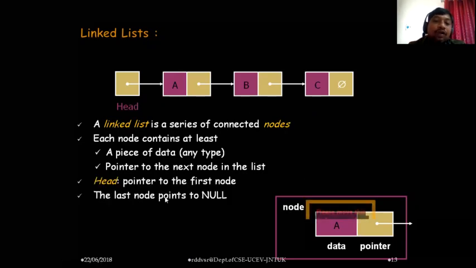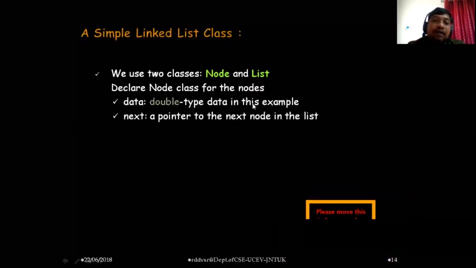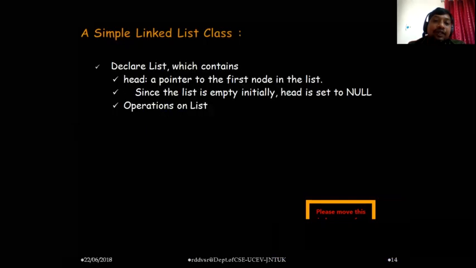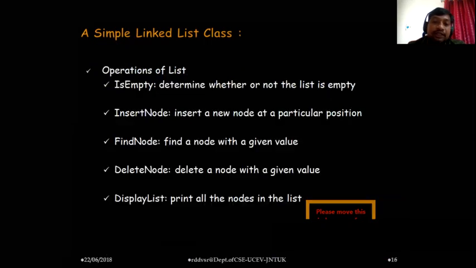Okay, the head pointer points to the first node, and the last node points to the null element of the tail node, we can say. So a simple linked list can be implemented like this. Let me show you the structure.